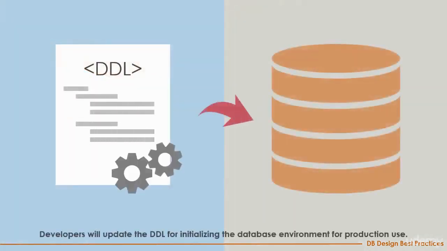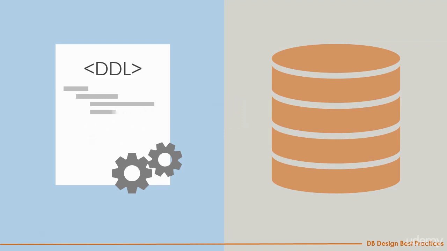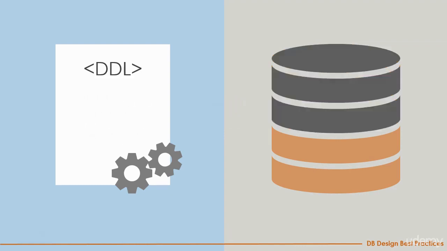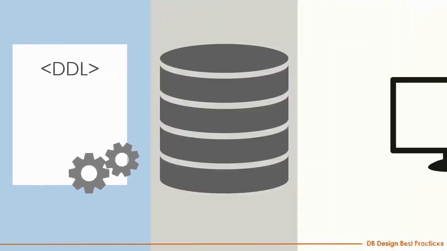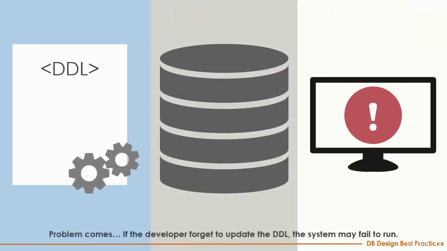Ideally, everybody will update the data definition language file, the DDL, for initializing the database environment when we roll out to production. But the problem comes when someone forgets to update the DDL accordingly. Then we run into a lot of problems in production because some columns or tables are missing.